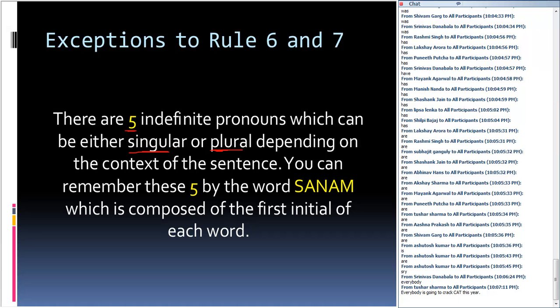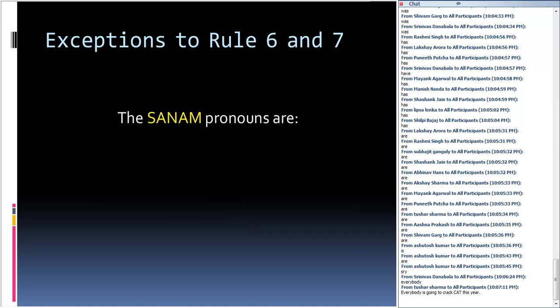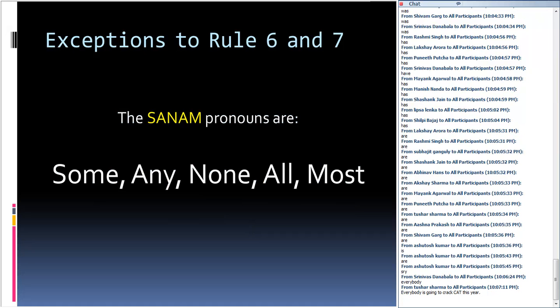You can remember these 5 pronouns with the use of the mnemonic sanam. Okay, sanam, which actually translates to 5 words: some, any, none, all, most. These 5 words, all of them are indefinite pronouns. ये पांचों indefinite pronouns हैं, और ये पांचों जो है ना, ये singular भी हो सकते हैं, plural भी हो सकते हैं. इनके अलावा बाकी सारे indefinite pronouns singular होते हैं, always. Okay. So this is the exception to rule number 7.